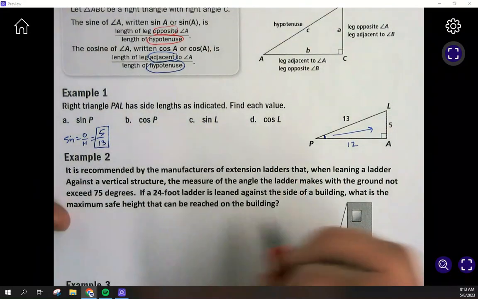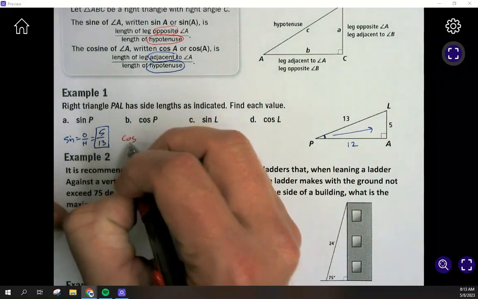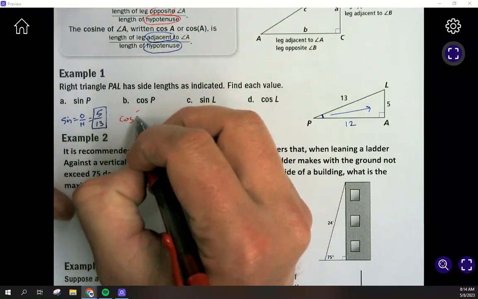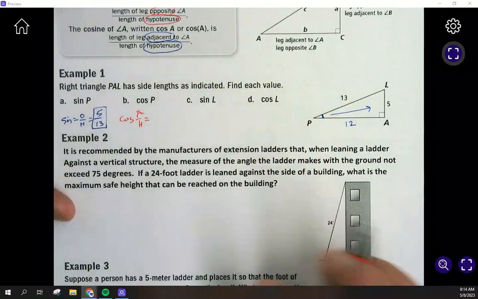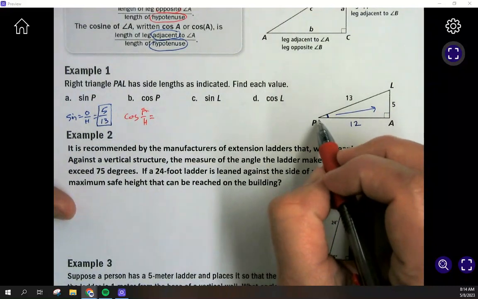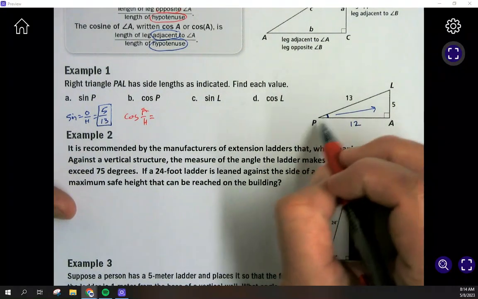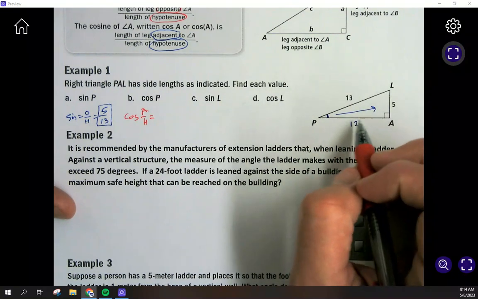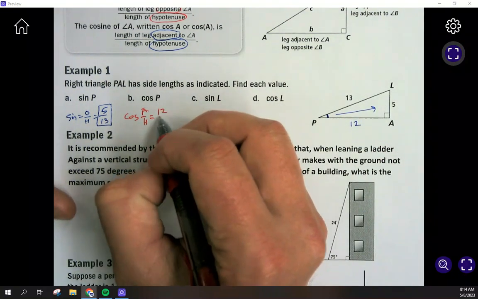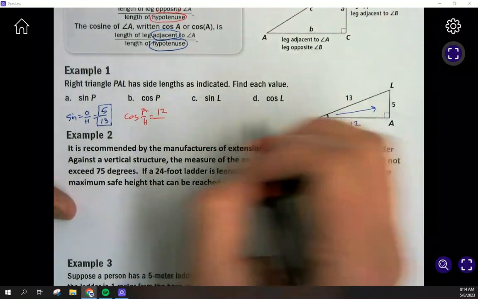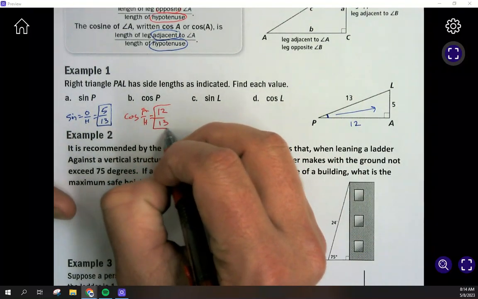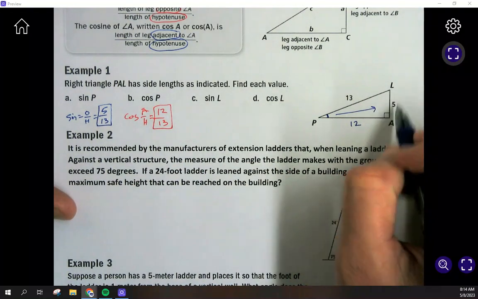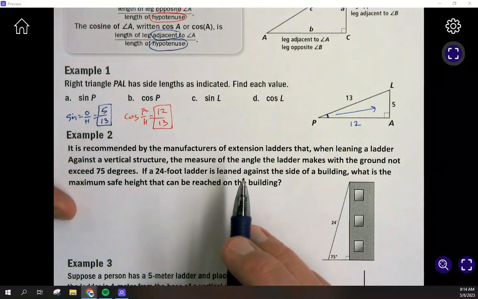Well, what about the cosine ratio of angle P? So cosine, so CAH, adjacent over hypotenuse. So from angle P, the adjacent, remember there's always two adjacent sides, but we're not going to use the hypotenuse as the adjacent. So the adjacent side at angle P is 12. And then the hypotenuse is 13. So the cosine of P is 12 over 13. And then we have the other angle. We never go from the 90. We're just looking at the acute angles of a right triangle.